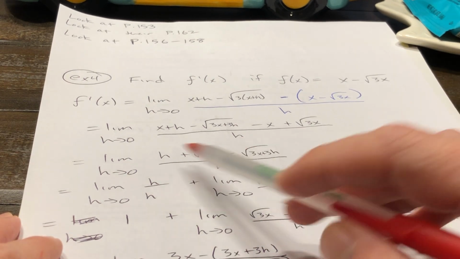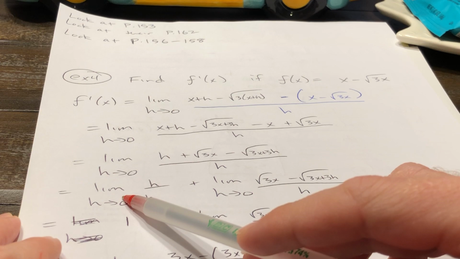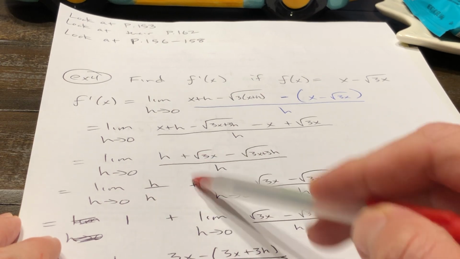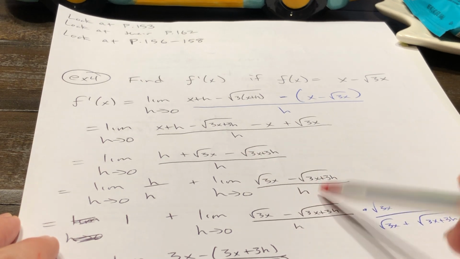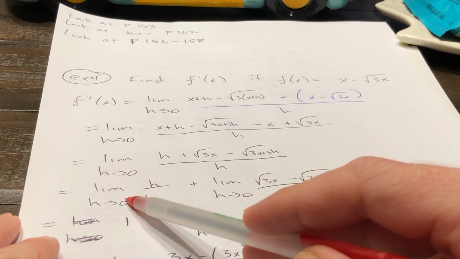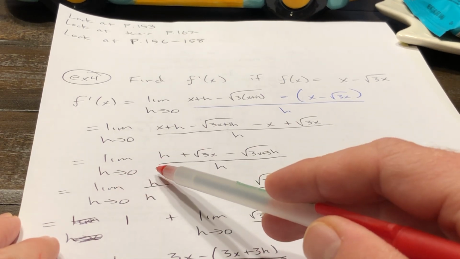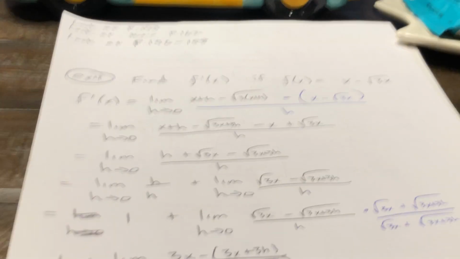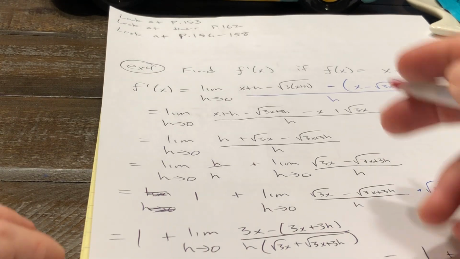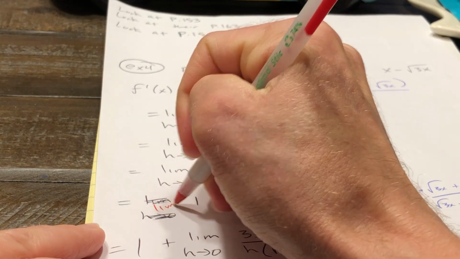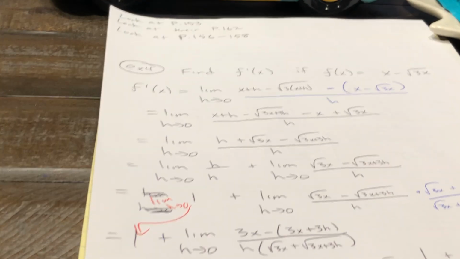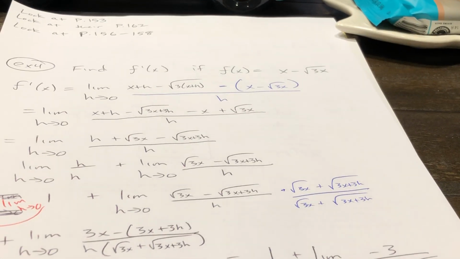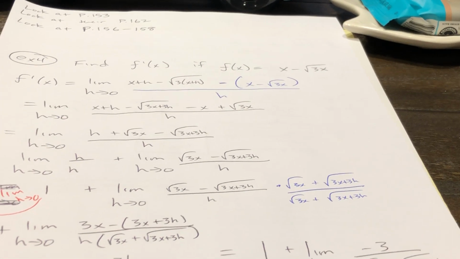So I'm breaking this up into 2 different limits. I can say the limit as h goes to 0 of h over h plus the limit as h goes to 0 of this over this. Well, the limit as h goes to 0 of h over h is just, I should have actually written this, the limit as h goes to 0 of 1, which is 1. All right, so it's going to be 1 plus whatever's happening here. Now, this shouldn't be too difficult.